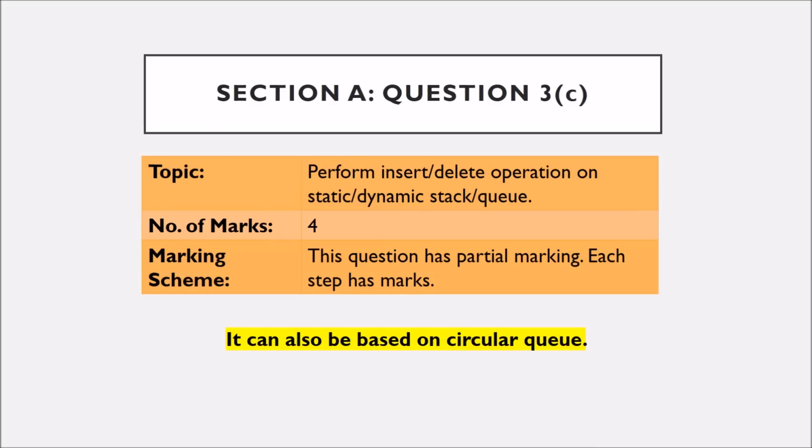Question number 3, part C, is of 4 marks and is based on writing function to perform insert or delete operation on static or dynamic stack or queue. It can also be based on circular queue. You are advised to revise this topic thoroughly. This question has partial marking and each step has marks.